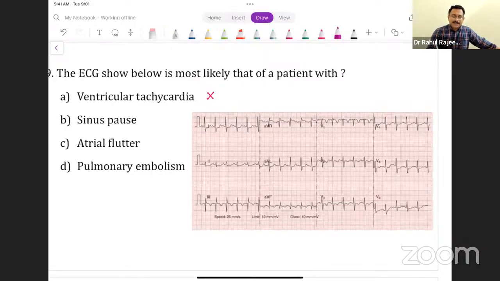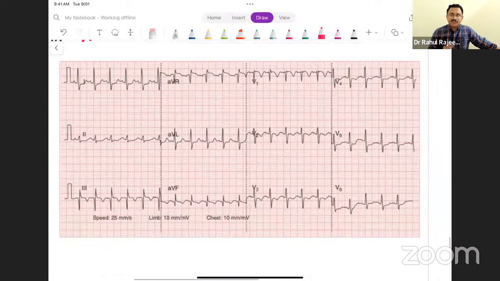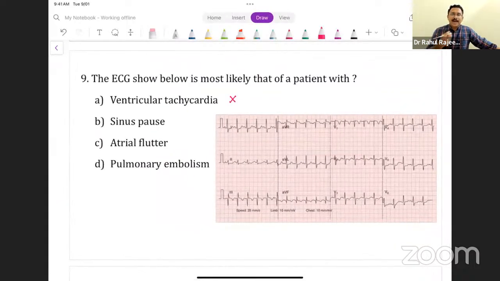Can it be sinus pause? Well, in case of sinus pause, what is going to happen is that you will have, maybe in the rhythm strip or in any part of the ECG, a place where the SA node is not firing. So you will have that gap where no firing has happened from the SA node. Are you seeing in this ECG strip any part where there is no P wave and subsequent QRS? I am not seeing any pause. To have the answer as a sinus pause, I should be noticing a pause in the ECG, and I am not seeing that. I am eliminating it.